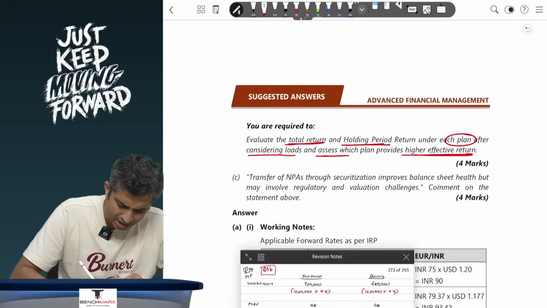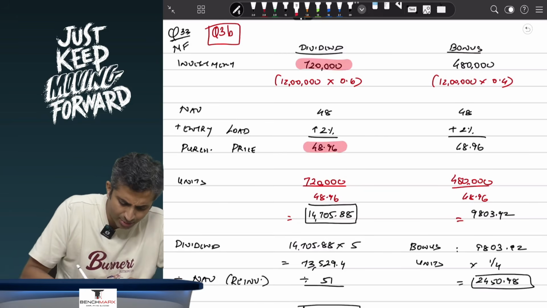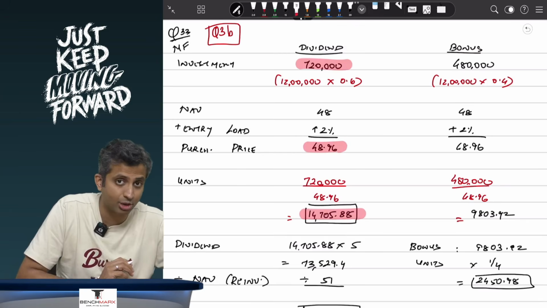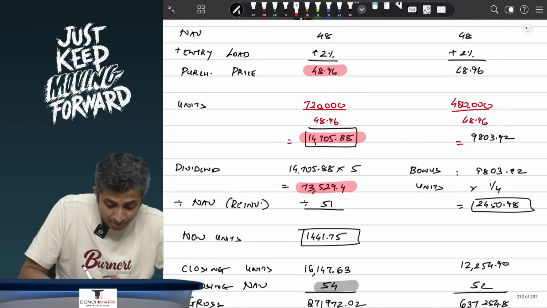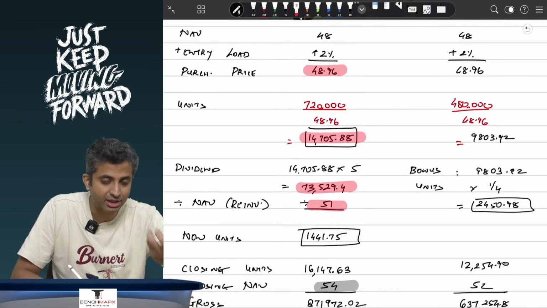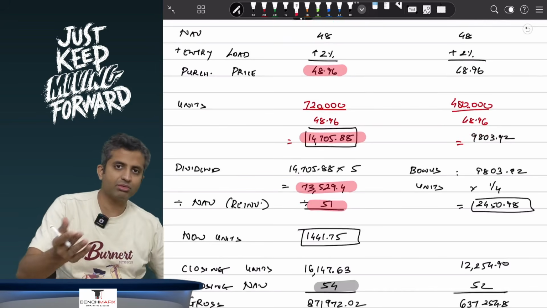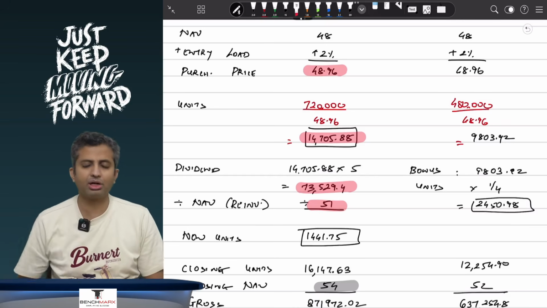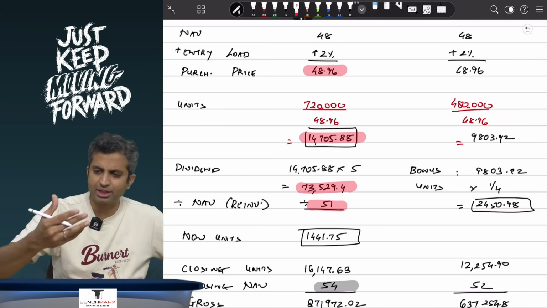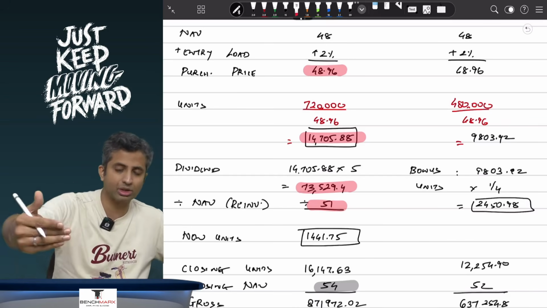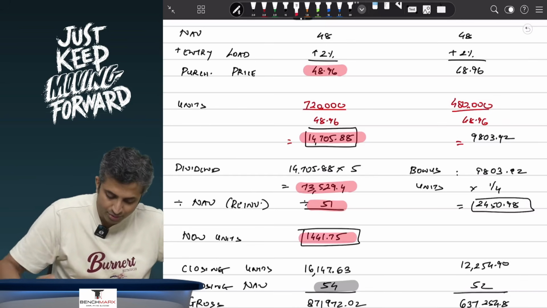So if I look at, let us say, the dividend plan, as you can see, 7,20,000 is my investment divided by 48.96 will give you 14,705.88 units. The dividend over here is 73,529 divided by 51, which is the relevant NAV at which reinvestment will happen, because it is only after the dividend that you can invest, let us say, the money hypothetically. Once the dividend is declared, the money is received hypothetically and that money is used to invest, and when you go to invest, the rate is 51. So this is 1441.75.